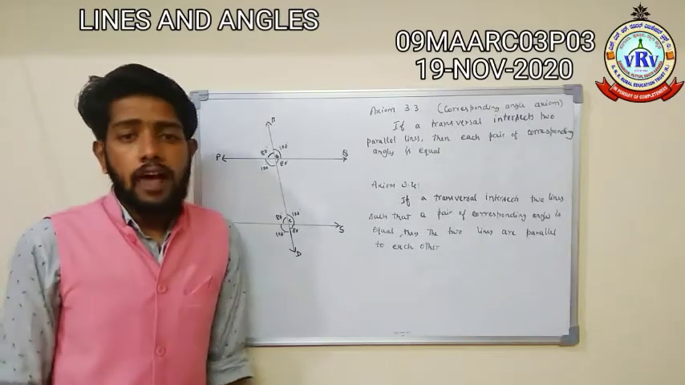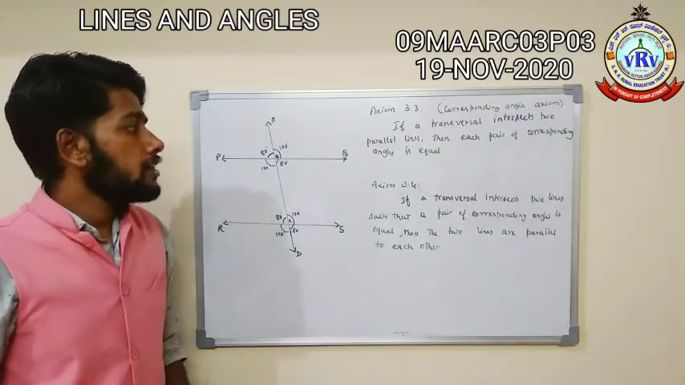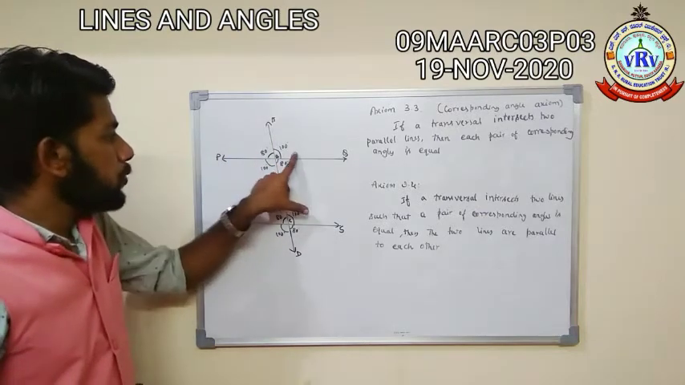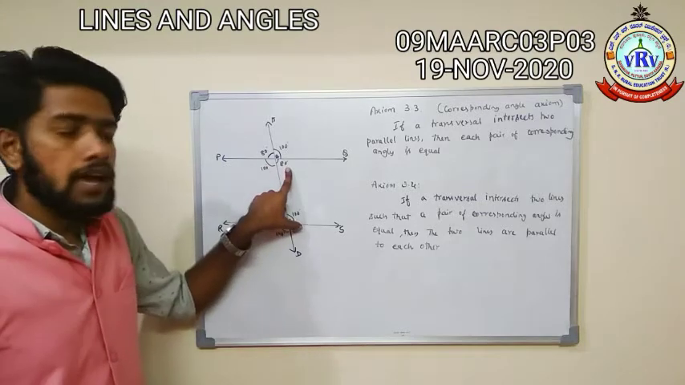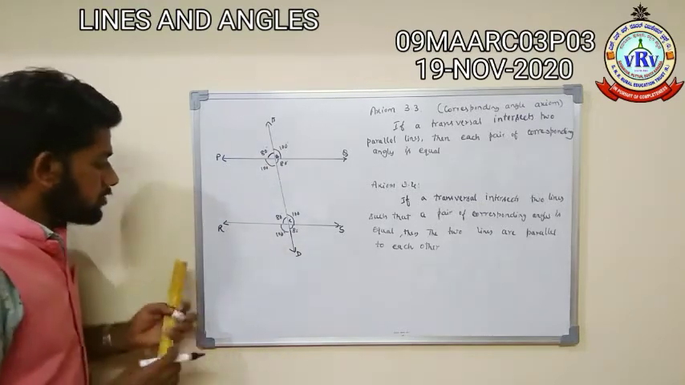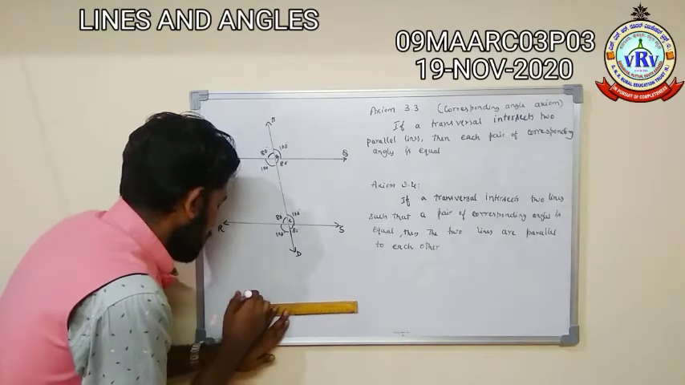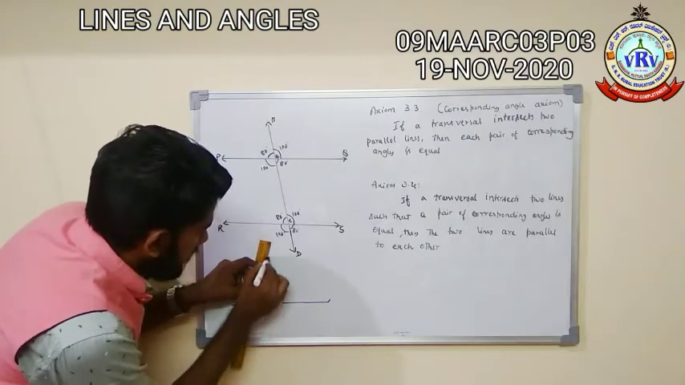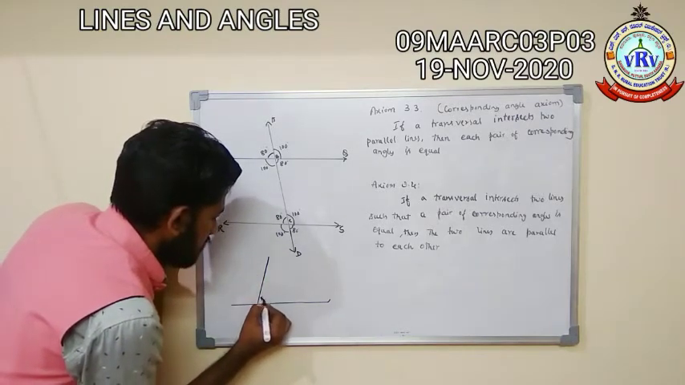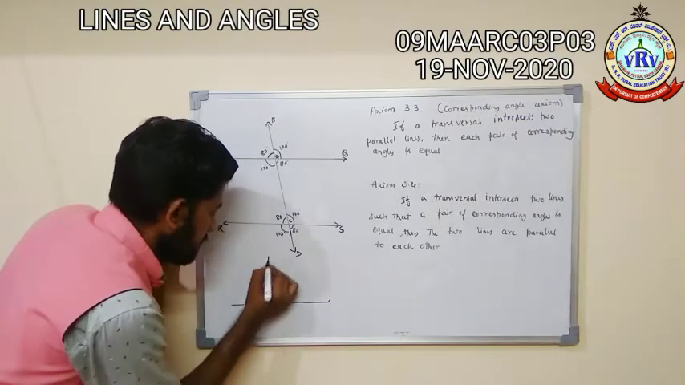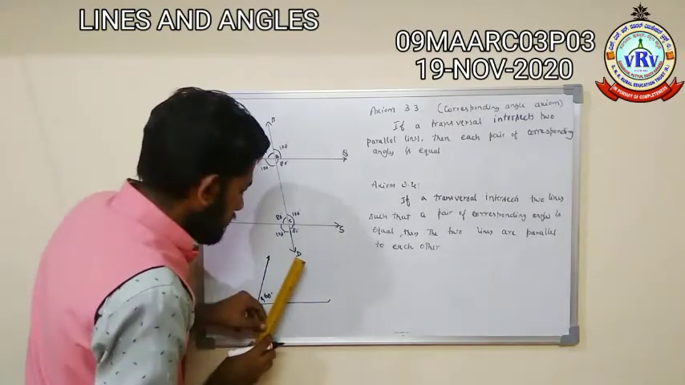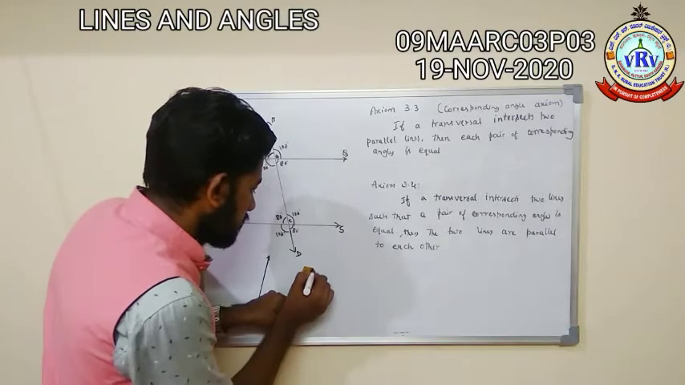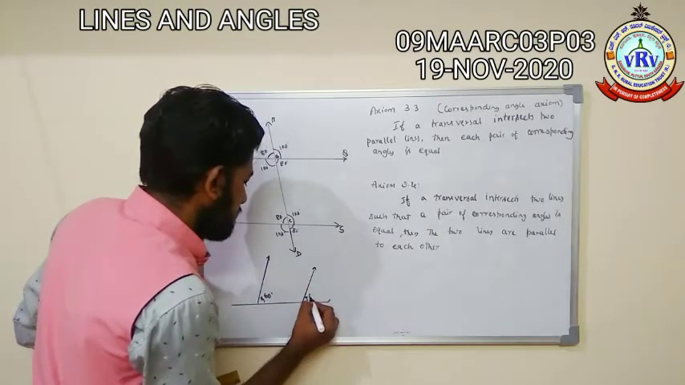That is nothing but the axiom 3 and 4, the corresponding angle axiom. If a transversal intersects two parallel lines, then each pair of corresponding angles is equal. Why is it so? Let me take one line and take one angle which is 60 degrees. Take another ray at another point on the line which is also making 60 degrees.